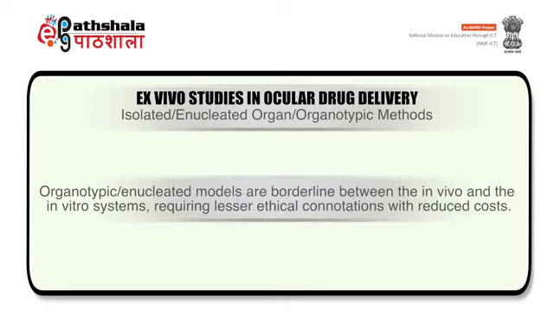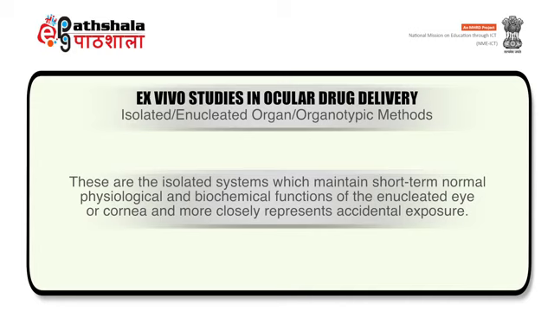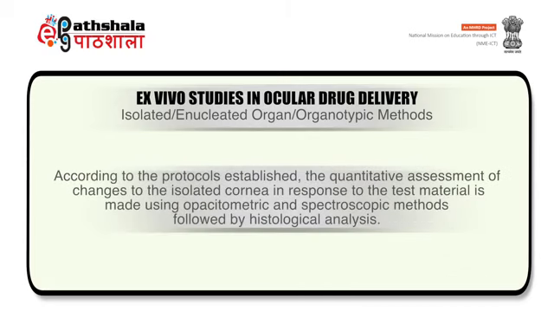Organotypic enucleated models are borderline between the in vivo and the in vitro systems, requiring lesser ethical connotation with reduced costs. These are the isolated systems which maintain short-term normal physiological and biochemical functions of the enucleated eye or cornea and more closely represent accidental exposure. According to the established protocol, the quantitative assessment of changes to the isolated cornea in response to the test material is made using opacitometric and spectroscopic methods followed by histological analysis.